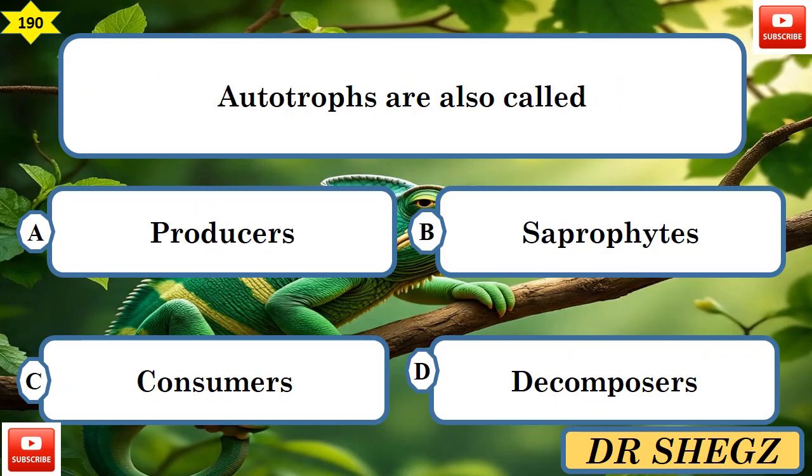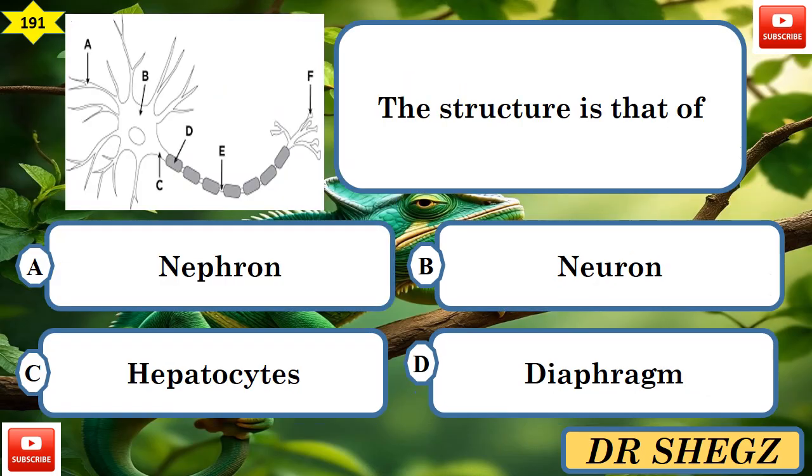Autotrophs are also called producers. Remember, autotrophs are responsible for the manufacture of food, so they are producers. The structure is that of a neuron, that is the nerve cell. So the structure is that of the nerve cell.